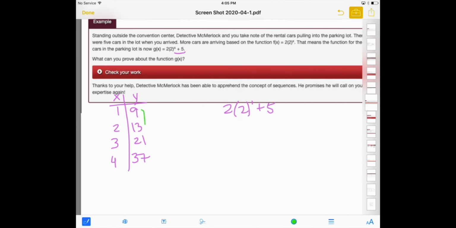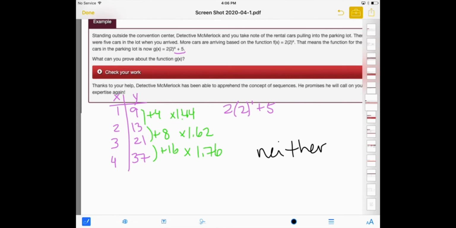And now I want to try to find a pattern between them. So I know that 9 plus 4 is 13, but it doesn't continue on and do plus 4, plus 4, plus 4. It changes. So we get plus 8 and then we get plus 16. So I'm going to try multiplication. But it looks like if I do 13 divided by 9, and then 21 divided by 13, and then 37 divided by 21, nothing really works the way it should work. So I'm going to go ahead and say that this is going to be neither, because it doesn't follow an arithmetic pattern nor does it follow a geometric pattern, so it's truly going to be neither.